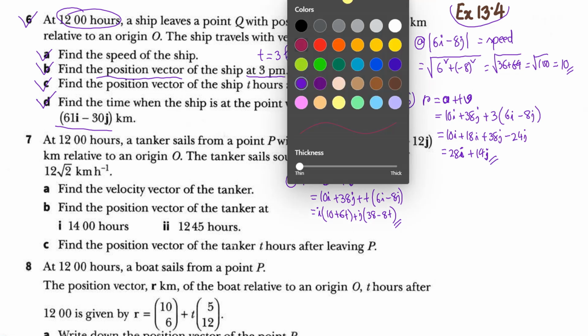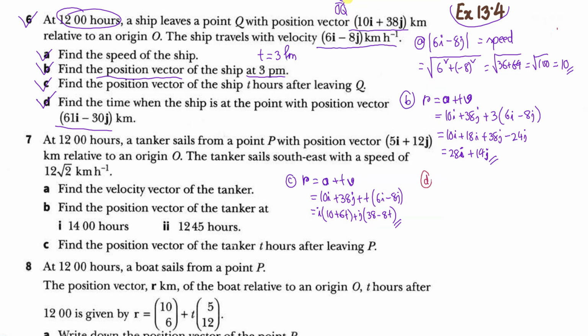I'm going to use a different color now. D part, and it's the most crucial part of this question, or important part, you can say. 10 plus 6t is the coefficient of i and the coefficient of j is 38 minus 8t, and its final position is given as 61i minus 30j. Actually this is a vector equation. We can equate from both sides the coefficient of i and the coefficient of j. The first one is i, second one is j. Then if we get the same value of t, then we can say at that time it would meet.